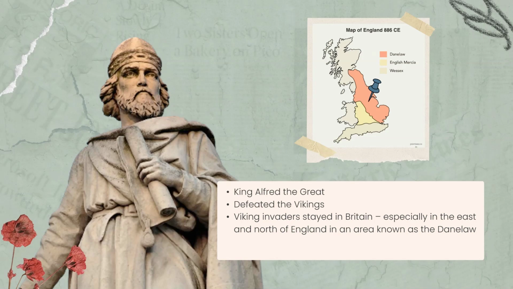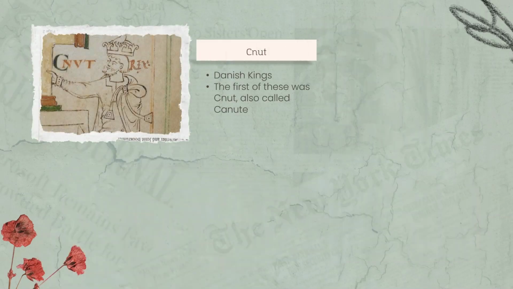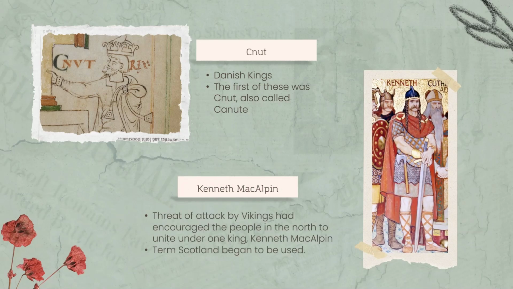Many of the Viking invaders stayed in Britain, especially in the east and north of England in an area known as the Danelaw. Many place names there, such as Grimsby and Scunthorpe, come from the Viking languages. The Viking settlers mixed with local communities and some converted to Christianity. Anglo-Saxon kings continued to rule what is now England, except for a short period when there were Danish kings. The first of these was Canute.